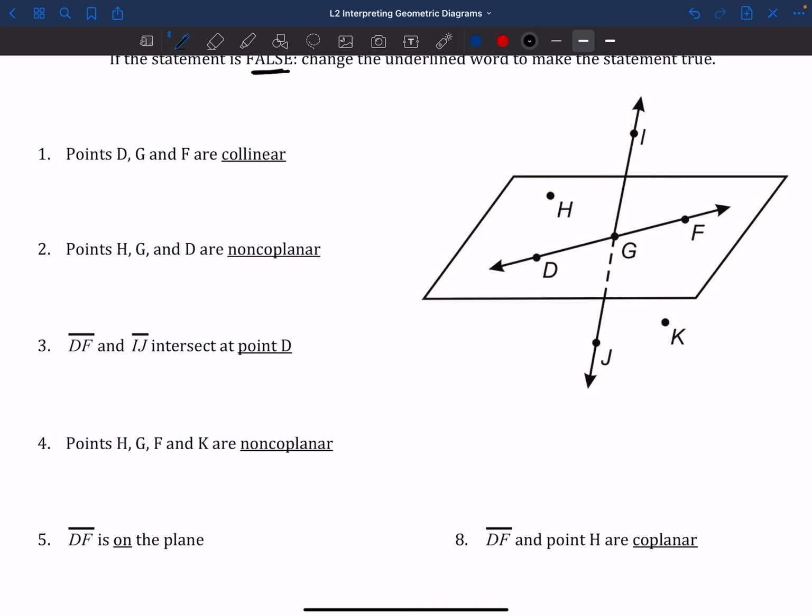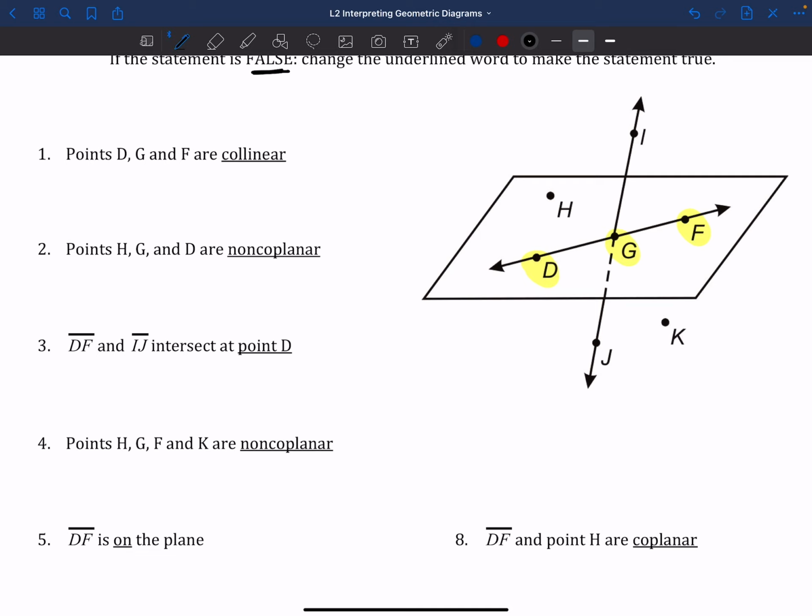Right, so first off, we've got this diagram over on the right-hand side of the screen. It's got a plane, it's got some lines, it's got a bunch of points with labels on them. So this first statement is trying to tell us points D, G, and F are collinear. Whenever you're working on any of these, it might seem like kind of a duh move, right? But you want to figure out where the heck these things are that the problem is talking about. So I'm looking at D, G, and F, and it's saying that those points are collinear.